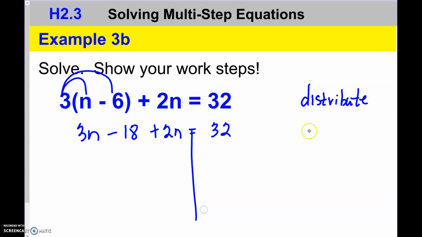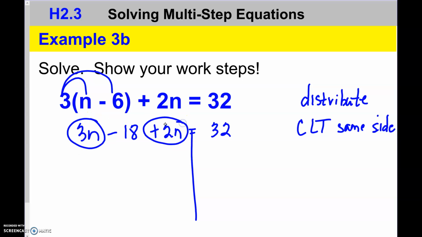All right, so now we are going to combine like terms on the same side of the equal sign. So we have a 3n and a 2n, and because they're on the same side, we just add them to get 5n minus 18. Okay, now to get n by itself, we have to get rid of the 5 and the negative 18. We're going to add 18 because that says negative 18. We have to do the opposite operation. So we're going to add 18 to both sides.